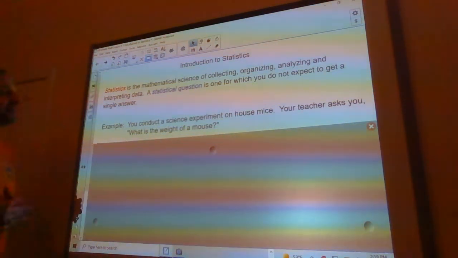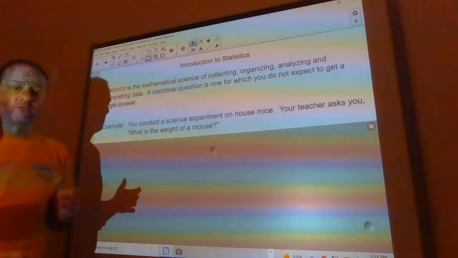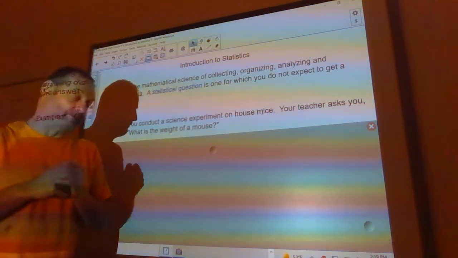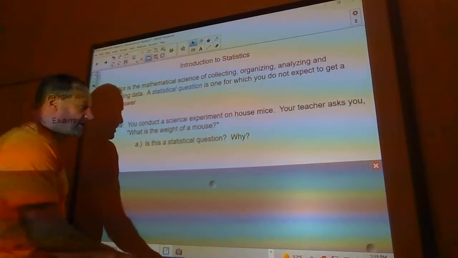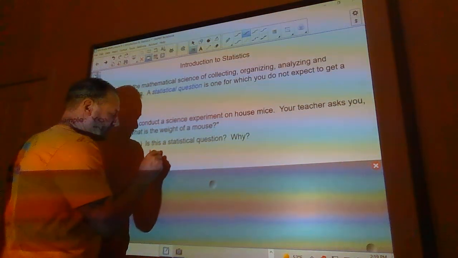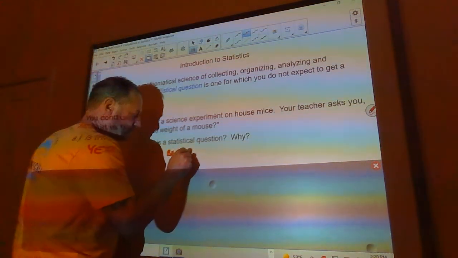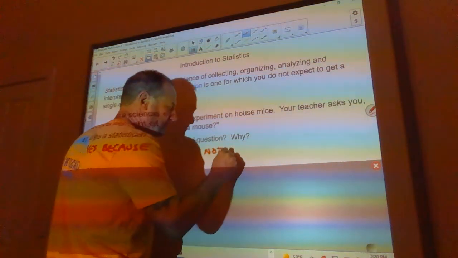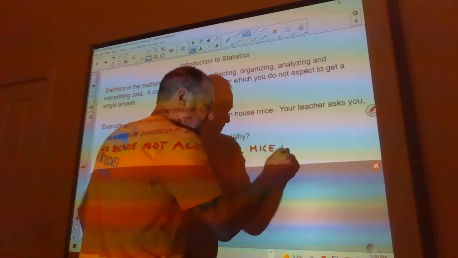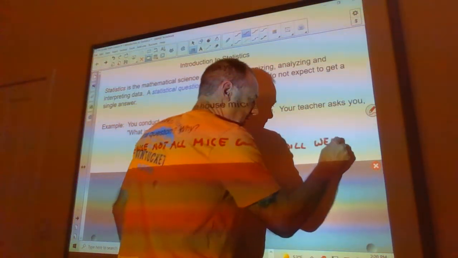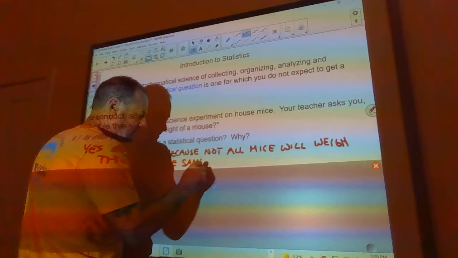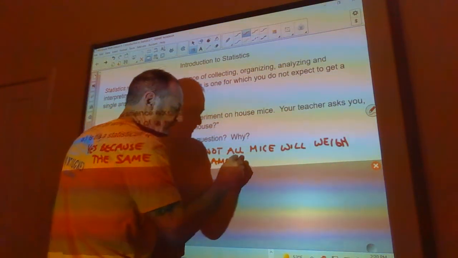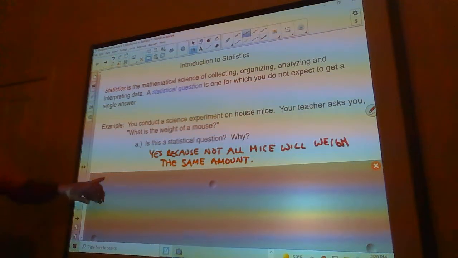Okay, so for example, you conduct a science experiment on house mice. Your teacher asks you, what is the weight of a mouse? Okay, so not all mice are going to weigh the same. So that would be a statistical question. You're going to get multiple answers. So is this a statistical question? Yes, because not all mice will weigh the same amount. So you're going to get multiple answers for this.